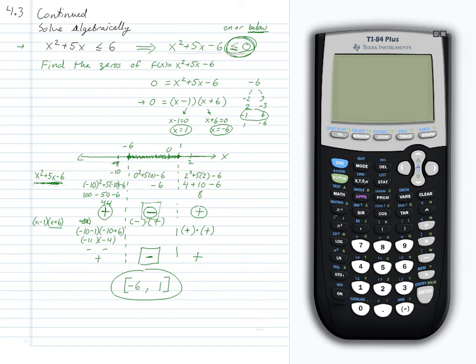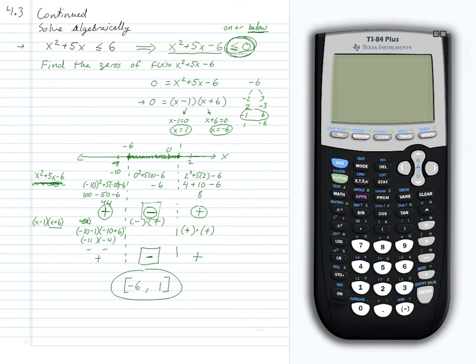You begin by getting it into standard form, one side equal to 0. Then you find the intercepts, or you find the zeros of that quadratic side of your inequality, plot those on the number line, and then test each region. Pick a test point to the left of the leftmost 0, in between the zeros, and to the right of the rightmost 0, to see what your parabola is doing, whether it's positive or negative, in those regions.